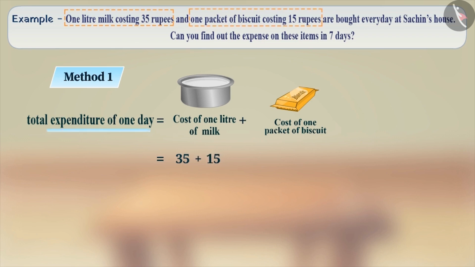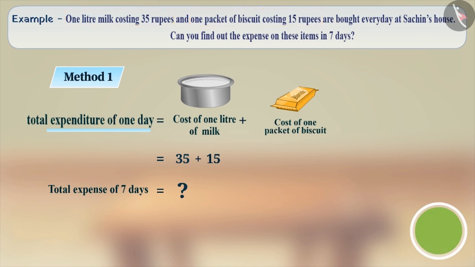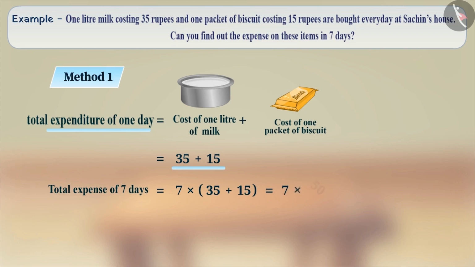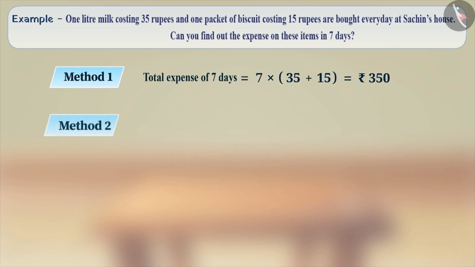Now, how do we find the expenditure for 7 days? Think for a while. We have to multiply the total expenditure of 1 day, that is, 35 plus 15, by 7. 7 into (35 plus 15). After simplification, we get 7 into 50, which is equal to 350 rupees.